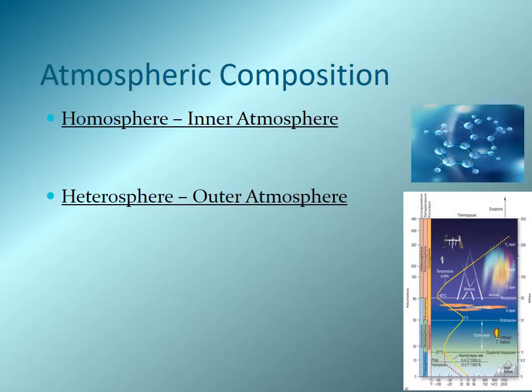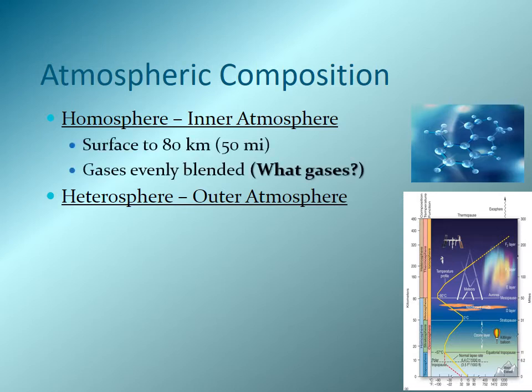The first way we're going to look into the atmosphere is based on how the atmosphere behaves based on its composition. The first one is called the homosphere, which is the layer of the atmosphere within about 50 miles. And in this layer, gases are evenly blended. We'll talk about what those gases are more specifically in a second.